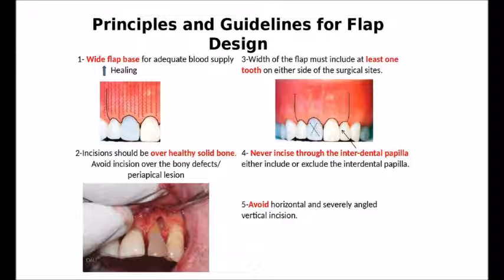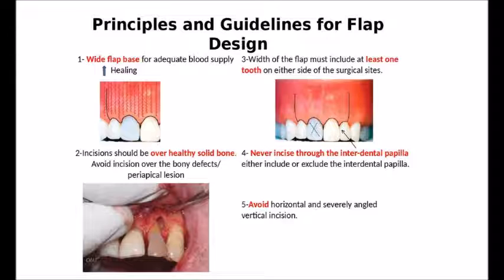Now the second point is that the incision should be over healthy solid bone. Whenever there is a disease, we should not cut through the bone. The incision should not be over the surface overlying the bone lesion. It should always be on healthy solid bone. Avoid incision over the bony defect or periapical lesions.